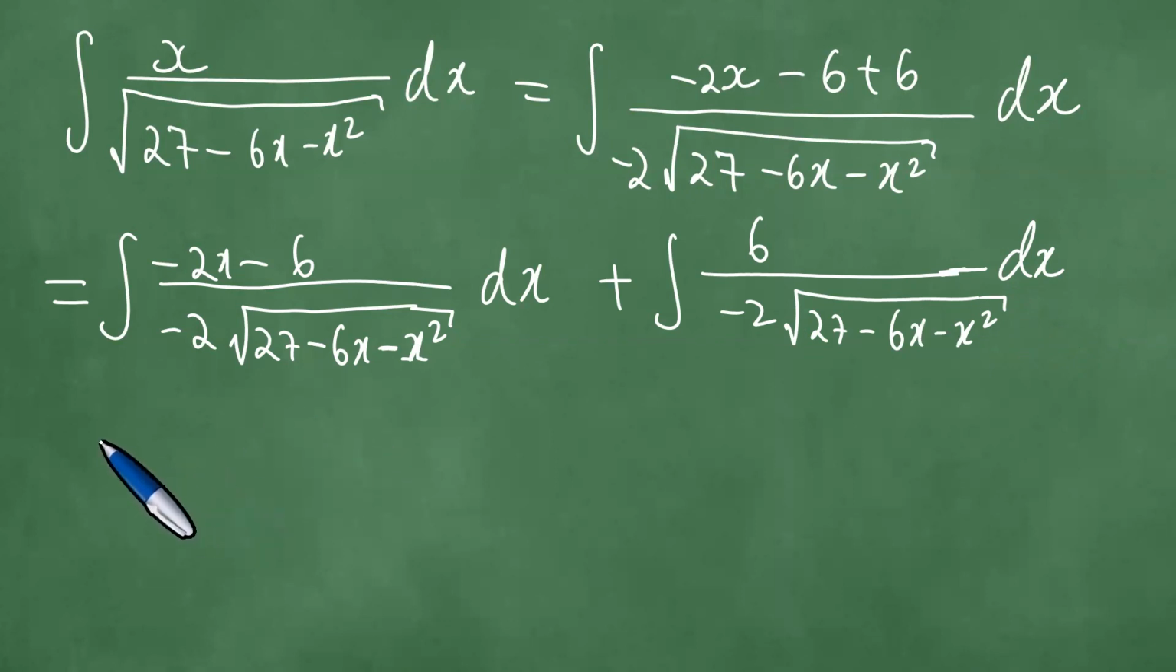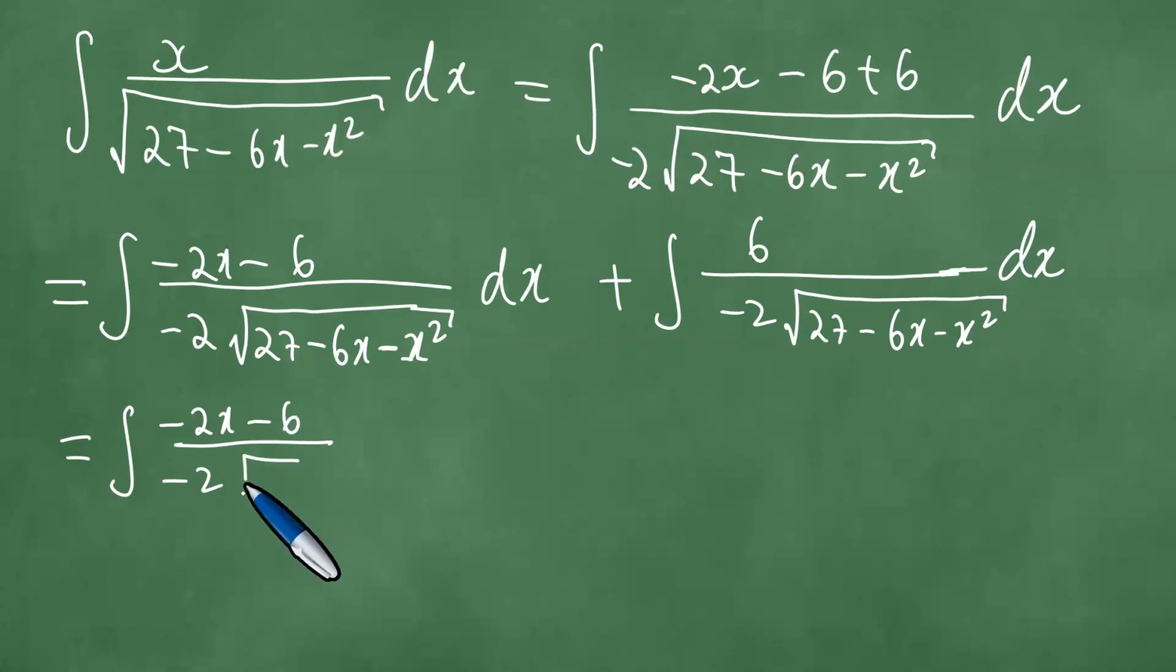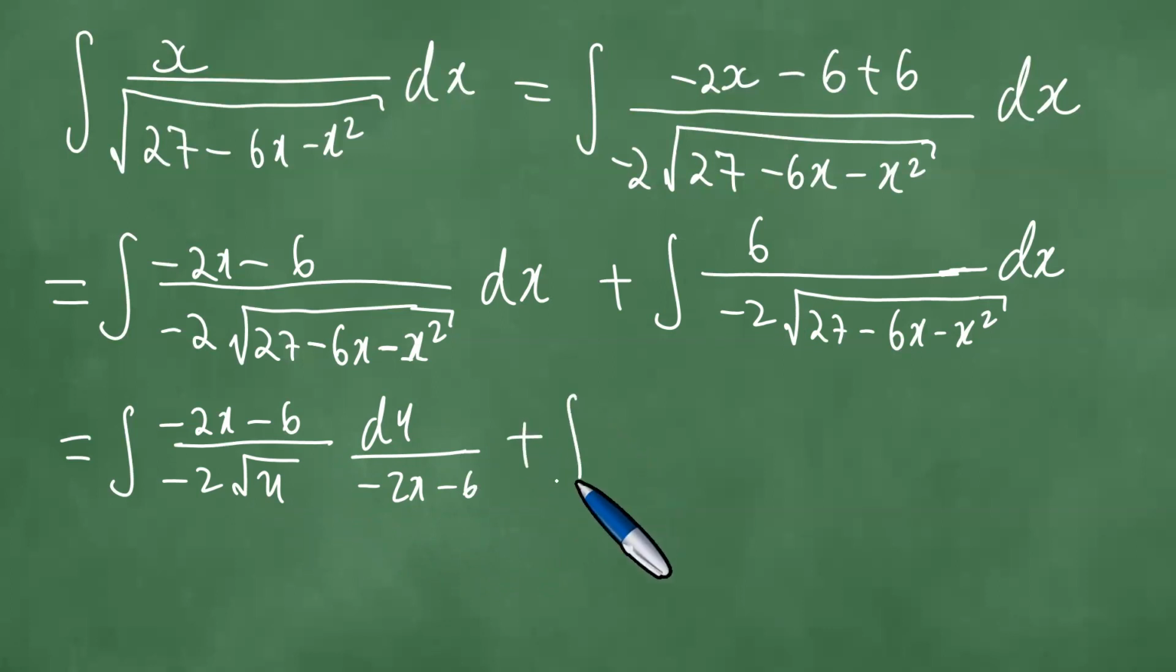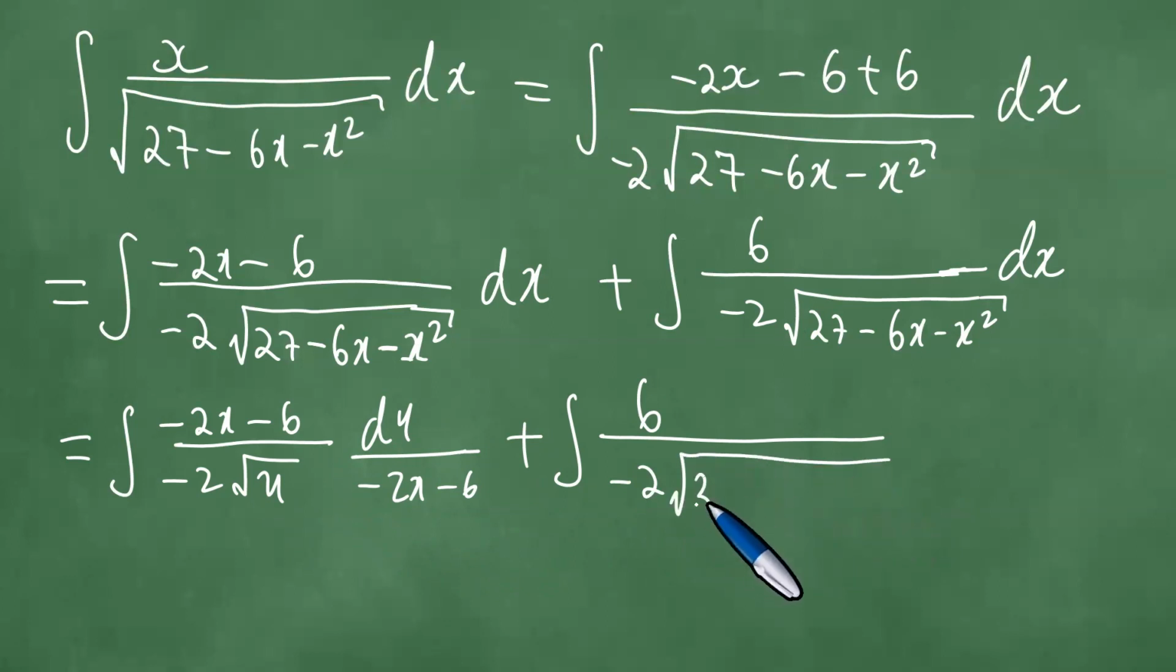And so what is this here? Like we saw before, this is the integral of (minus 2x minus 6) over minus 2 times the square root of u, and dx we wrote as du divided by minus 2x minus 6 before, but it is added to the integral of 6 divided by minus 2, the integral of dx over the square root of 36 minus (x plus 3) squared.